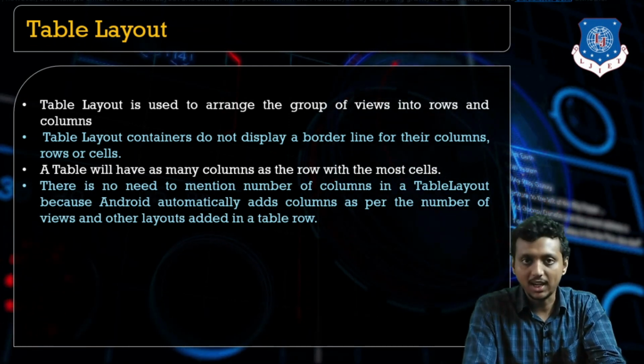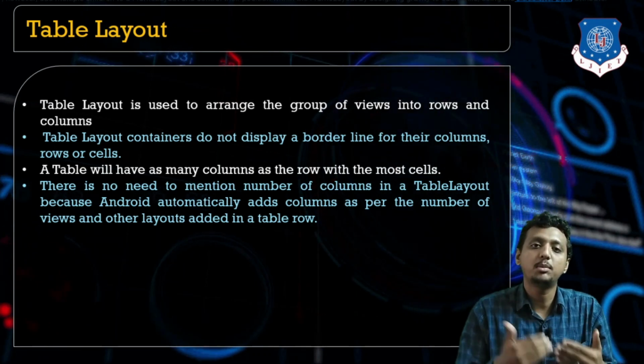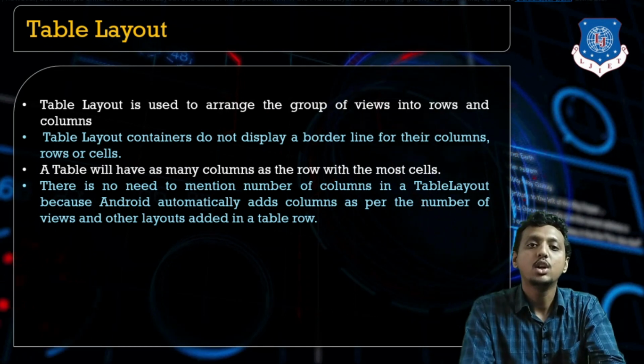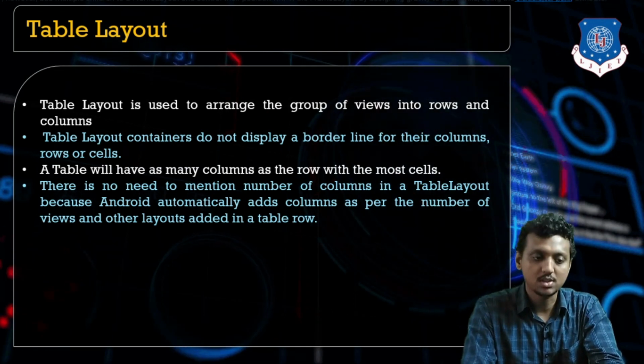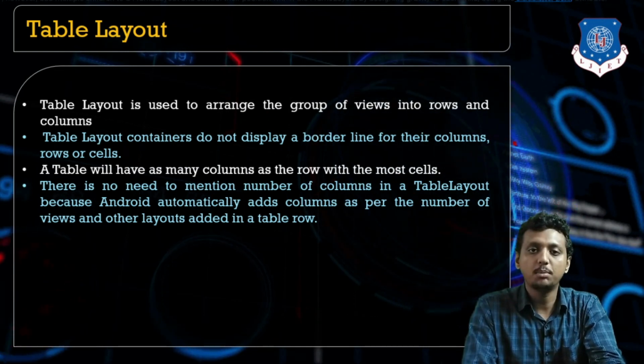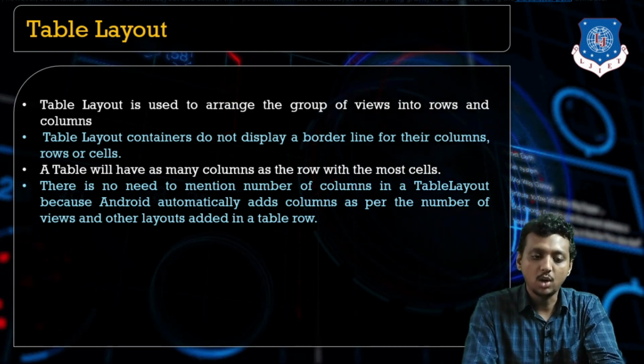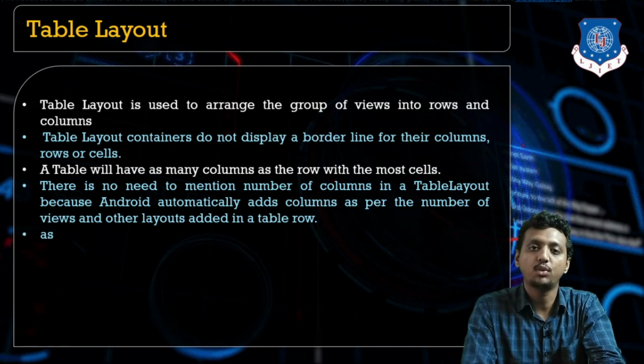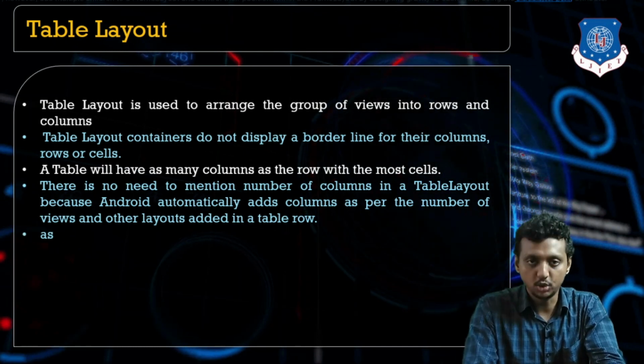You can add a number of views in a particular table row and you will get the number of columns according to the view components inside the rows. There is no need to mention the number of columns in the table layout in Android. It automatically adds the columns as per the number of views inside the row.